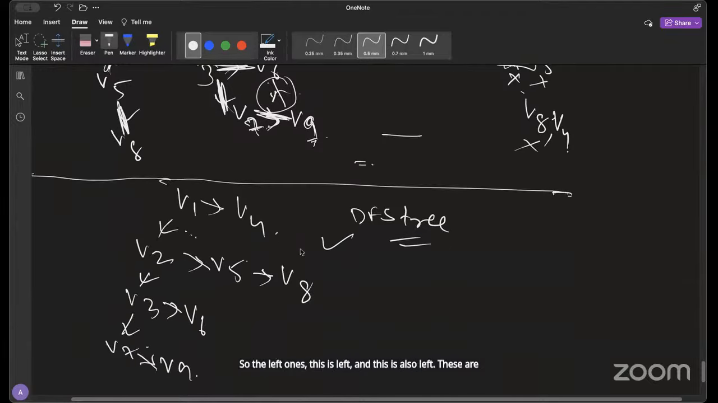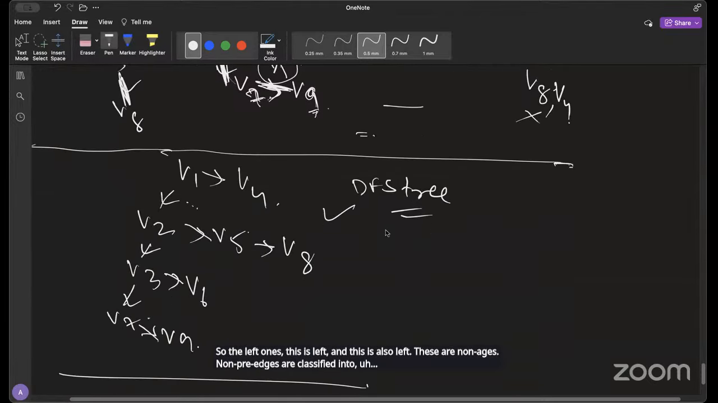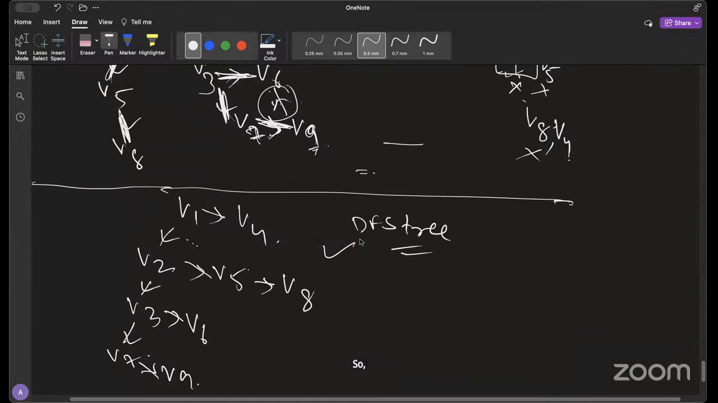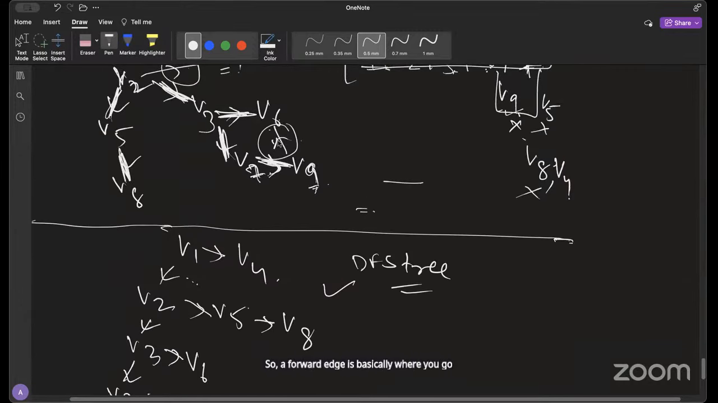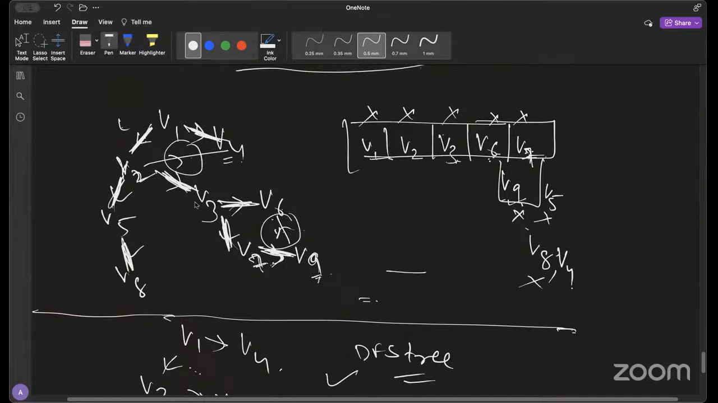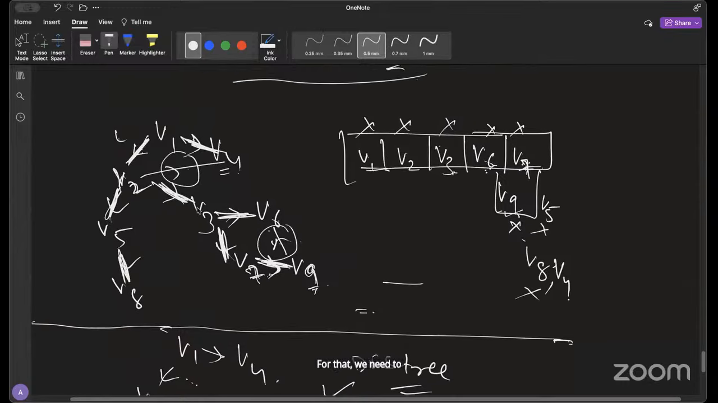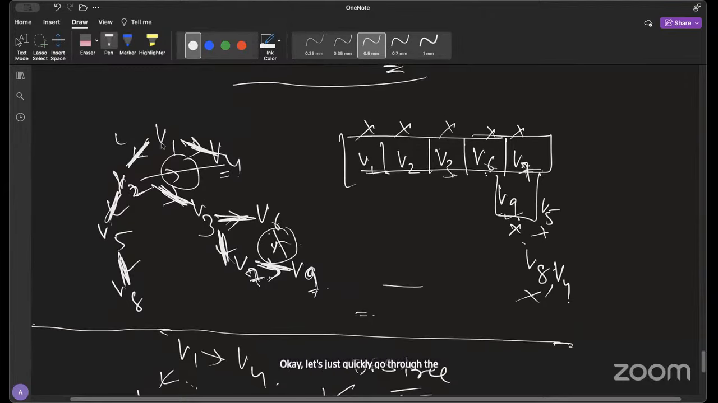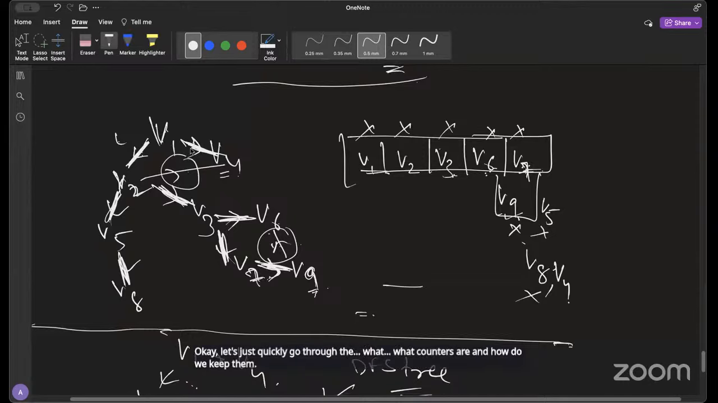These are non-tree edges. Non-tree edges are classified into three: a forward edge, a back edge, and a cross edge. A forward edge is basically where you go. For that, we'll need to discuss the counters. Okay, let's quickly go through what counters are and how we keep them.